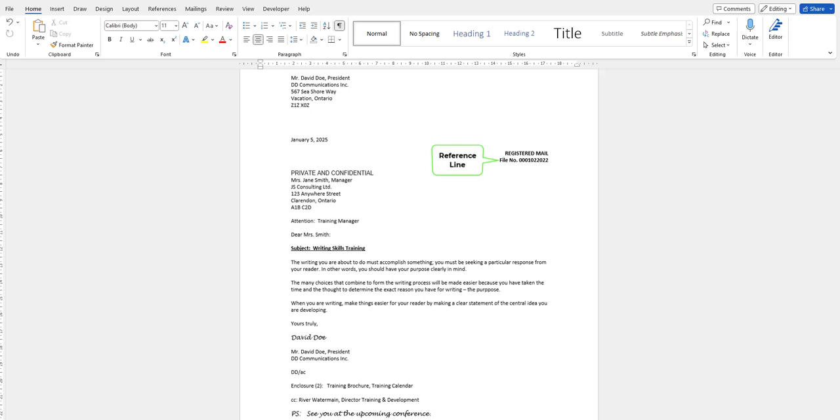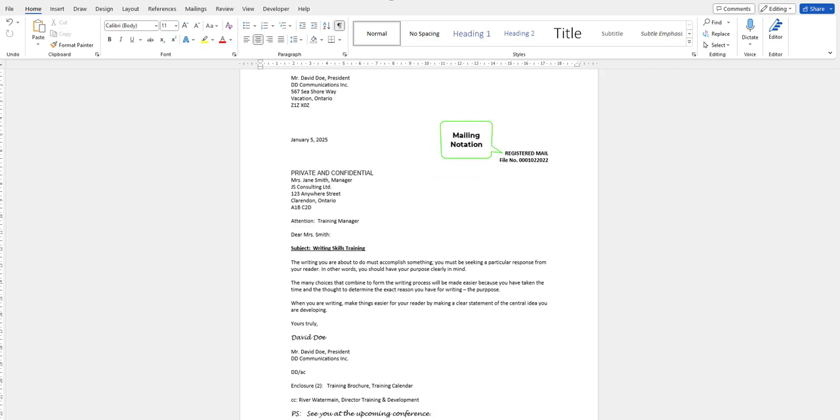Next is the reference line. This could be a case number or file number or an invoice number. It goes one line below the date line. It may be aligned in the left margin or aligned in the right margin to save space.